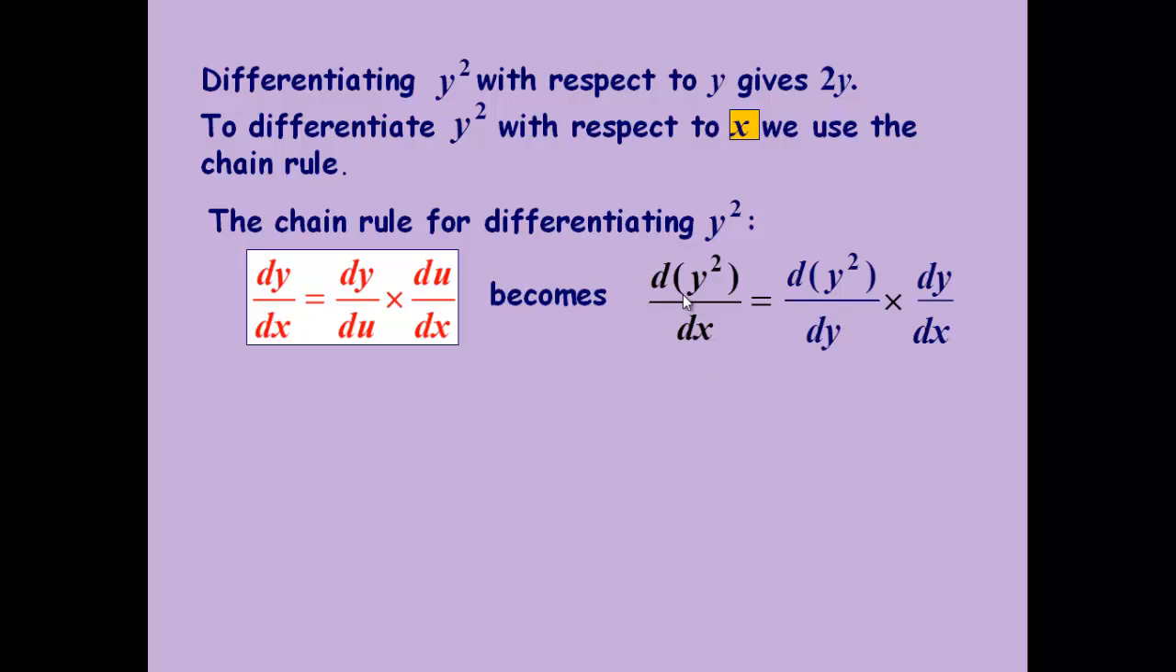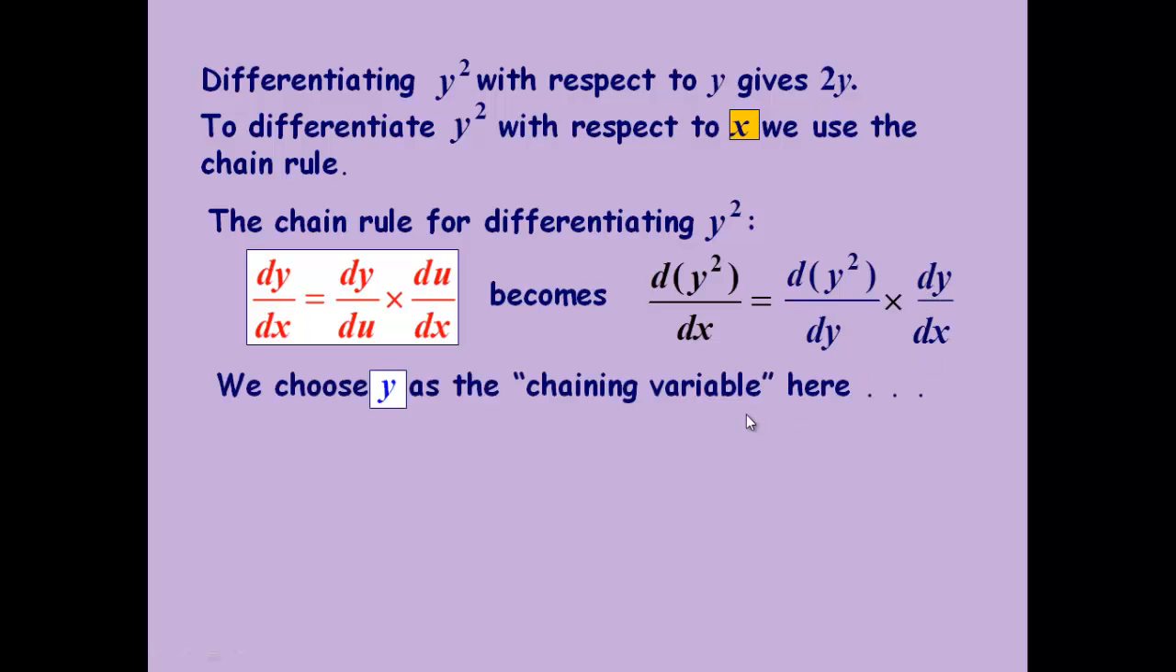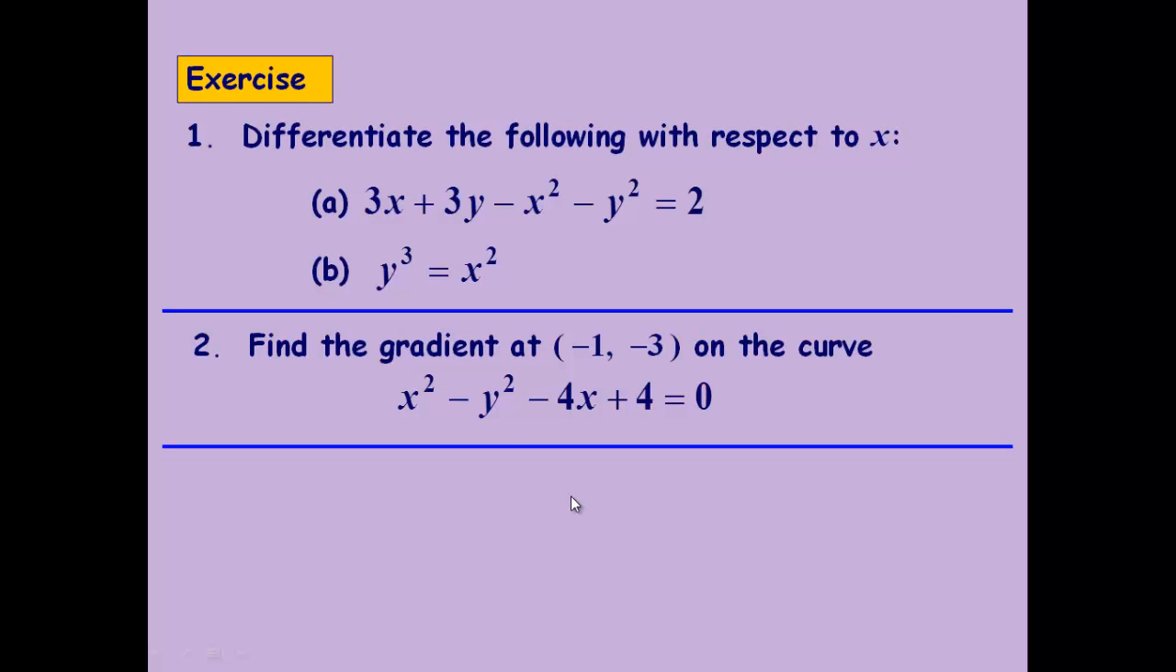And this is always the case when we're differentiating a single y term. So we differentiate a single y term, we use the chain rule, we get the derivative with respect to y, in this instance 2y, times dy dx. Okay, have a go at these yourselves. Pause the presentation, have a go.